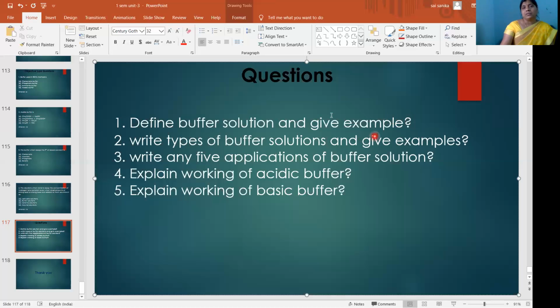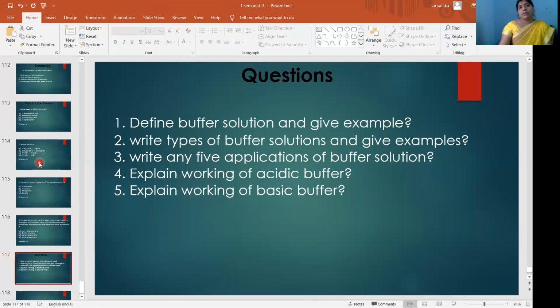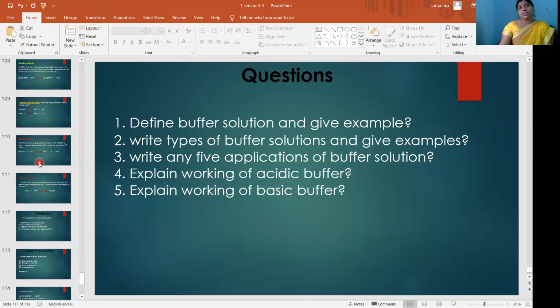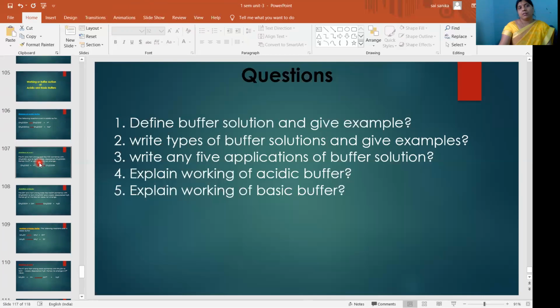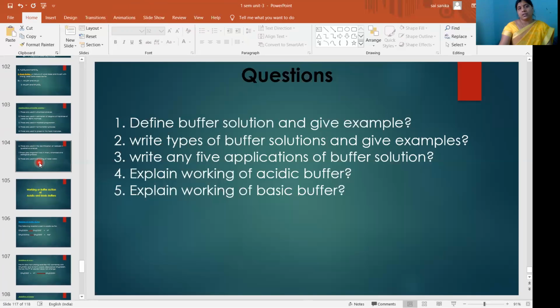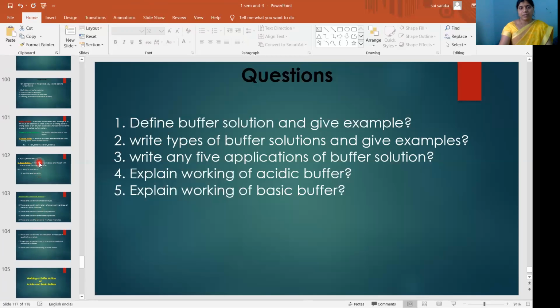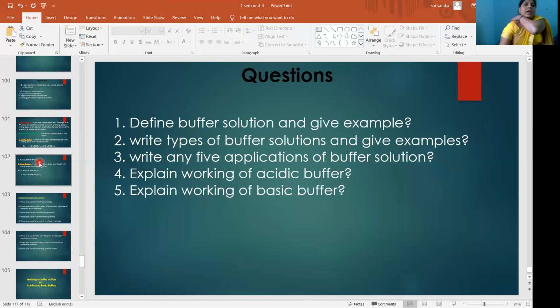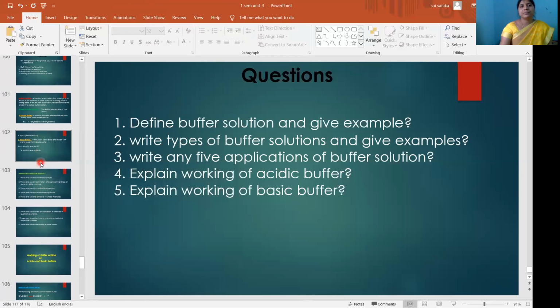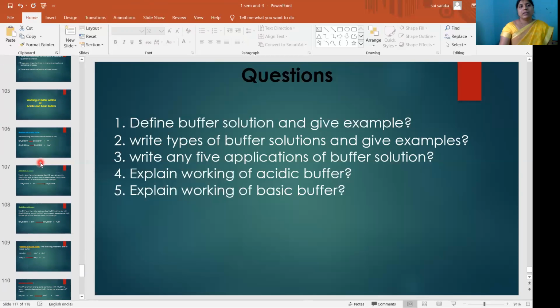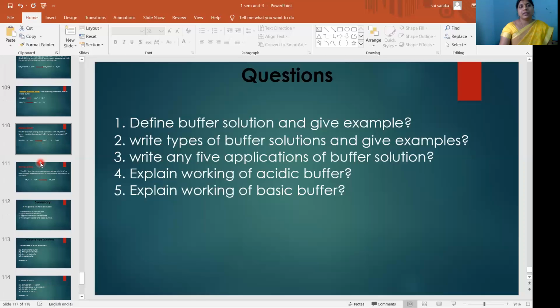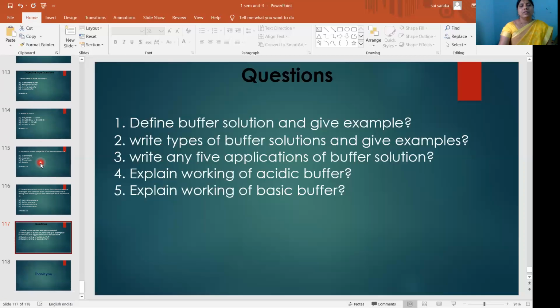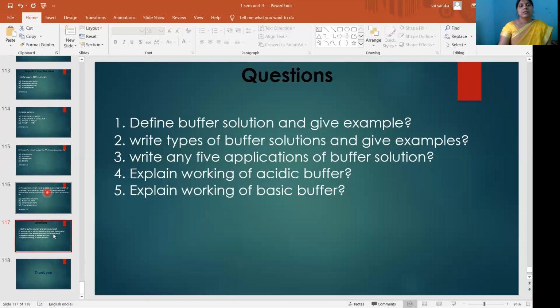So okay, this is the topic we finished today, buffer solution. Okay, what is buffer solution, what are the types of buffer solution, what are the applications of buffer solution, and what are the workings of acidic and basic buffer. Okay, so if you have any doubts we will clarify in the next class. So with this we finish this topic.